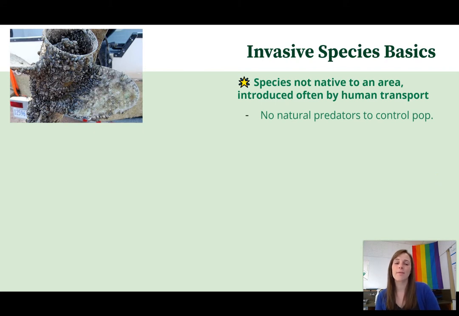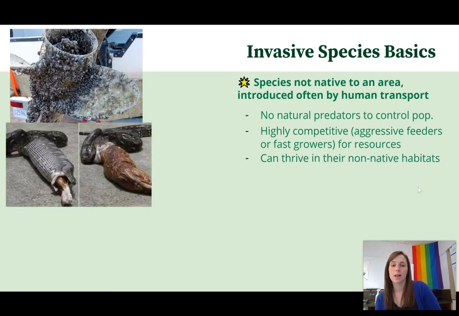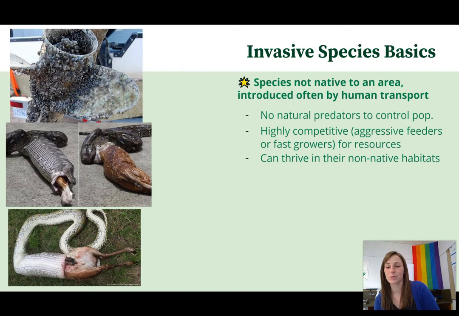Now, invasive species do not have any natural predators in the area that they've been introduced. And so there's nothing to control their population and keep their numbers down. They are highly competitive for resources. So they're usually either very fast growers and they can take up a bunch of space and resources, or they're aggressive feeders and they're going to outcompete a lot of the other organisms in the area. And they are able to thrive in their non-native habitat. So you kind of have all of these components that's going to make them invasive. Now, here is another example of pythons, which in a moment we will talk about how pythons are super invasive and you can see them eating local fauna.